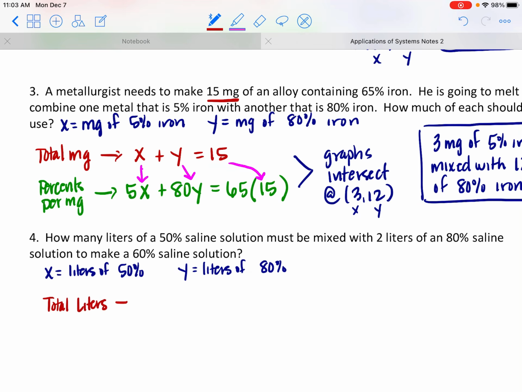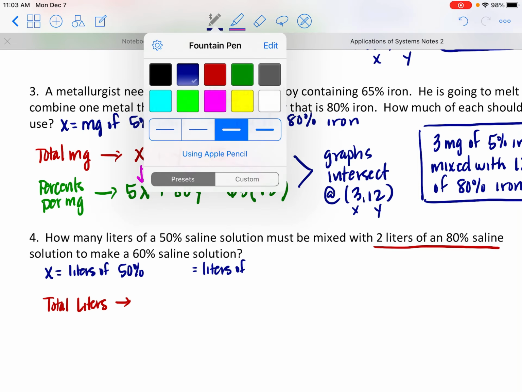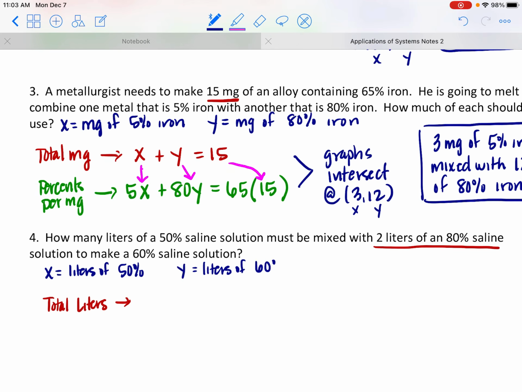Total amount of liters. It says how many liters of, oh gosh, guys, I'm goofing up here. Look at how many liters of 50% solution, we don't know, are going to be mixed with 2 liters of 80% solution. We know how many liters of the 80% solution there are. So the second variable is not how many liters of 80% solution there are. It is the 60% solution that's missing. So I know there are 2 liters of the 80%, but I don't know how much 50 and I don't know how much 60 there is. So I have to fix my variables. Good grief. See, these can be challenging, not just for you, for anybody.